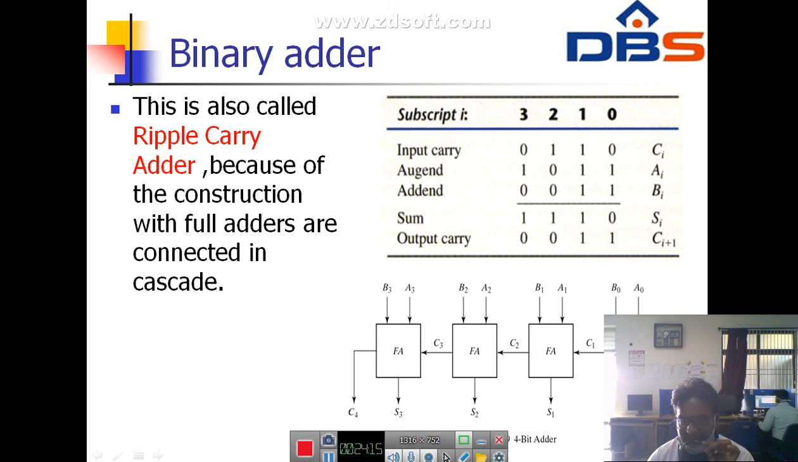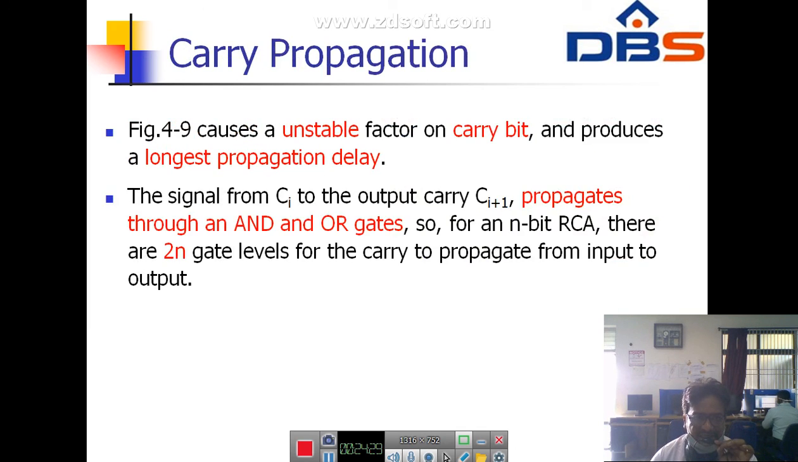Here we have the c naught and the a1 b1. By following this, we get the s naught, and the carry will be given to the next stage of the full adder. From this we will get the binary adder. Here we know what carry propagation is. It causes an unstable factor on a carry bit and produces the longest propagation delay.